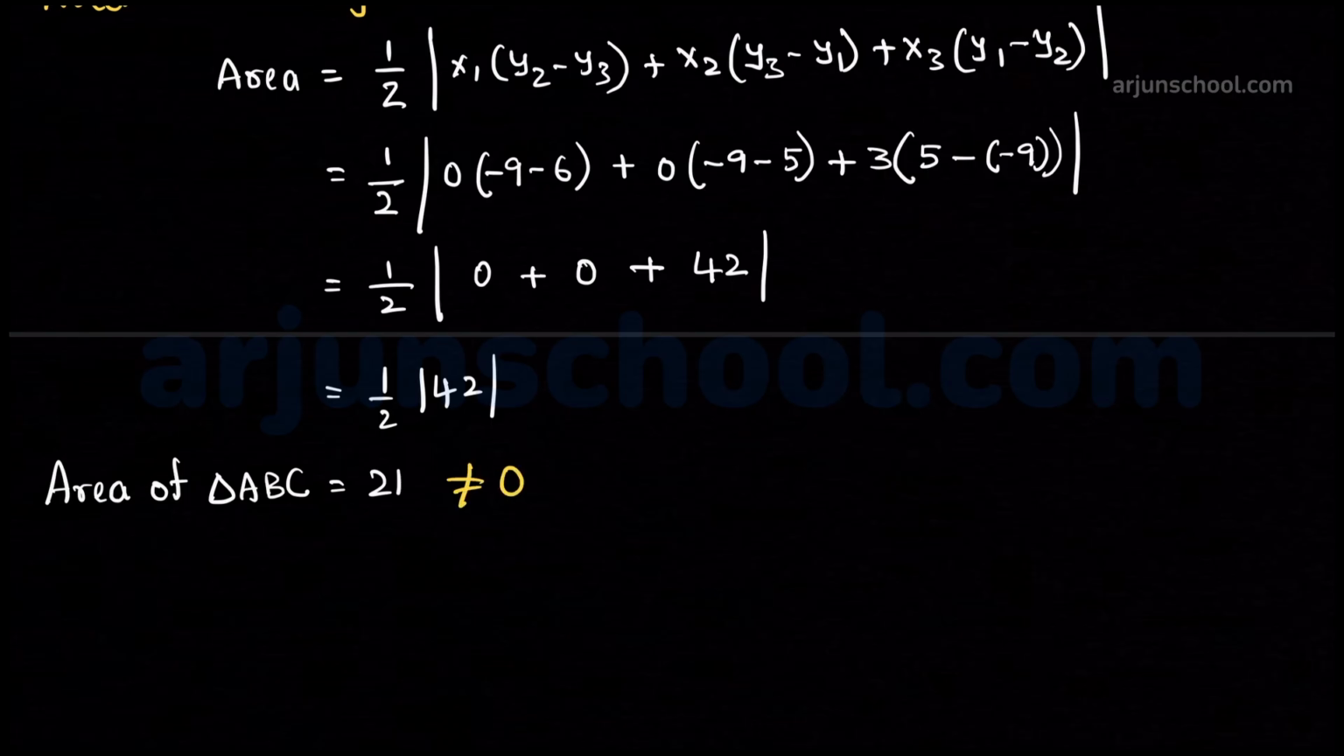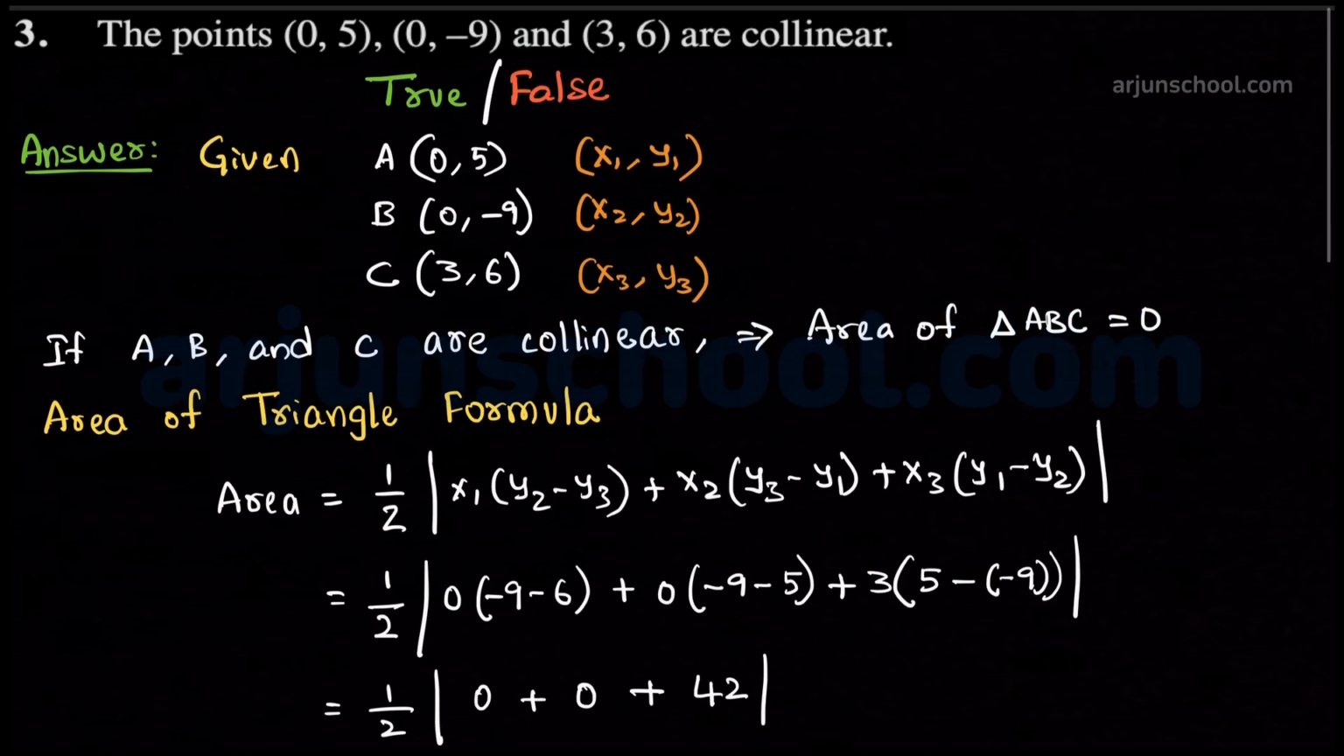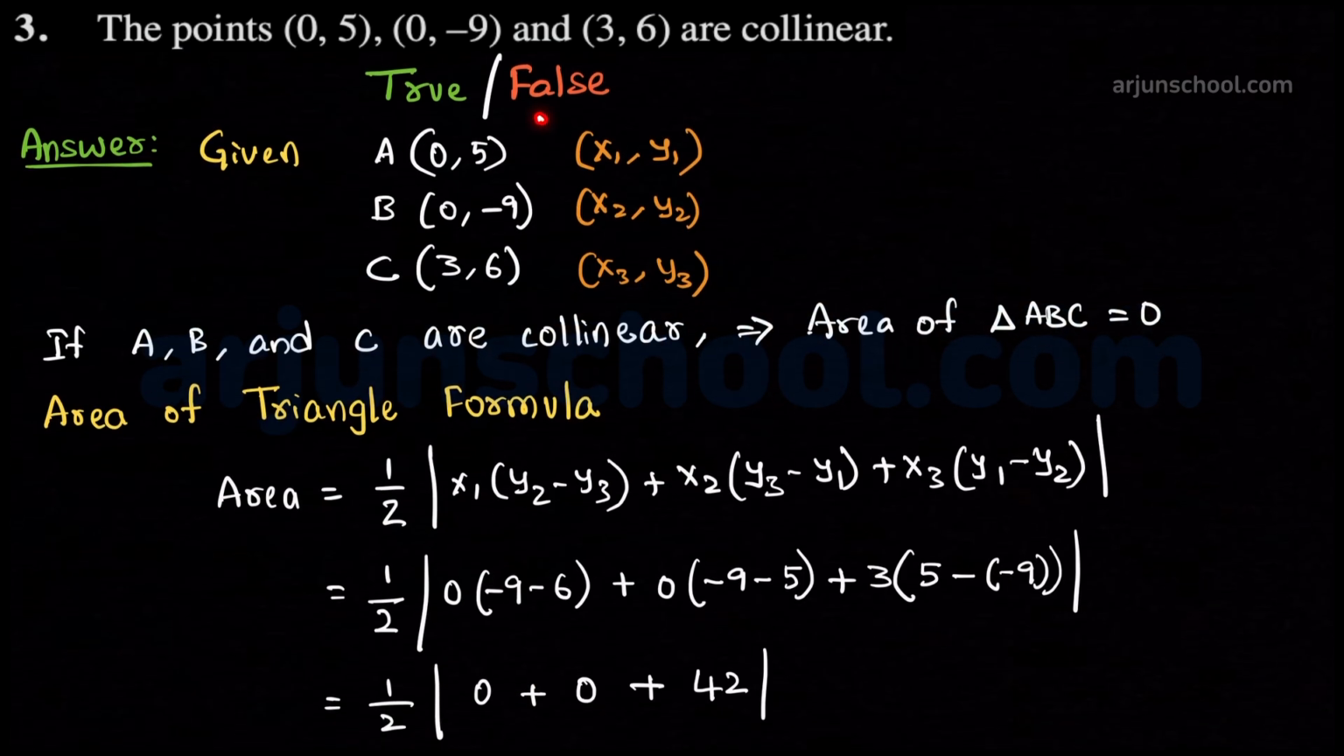And 21 is not equal to 0. Therefore, A, B, C are not collinear points. Since the given points are not collinear, we can say that the given statement is false.